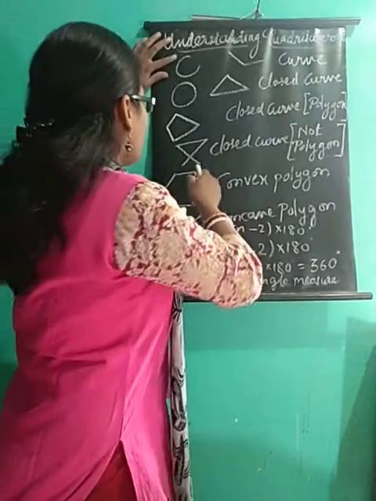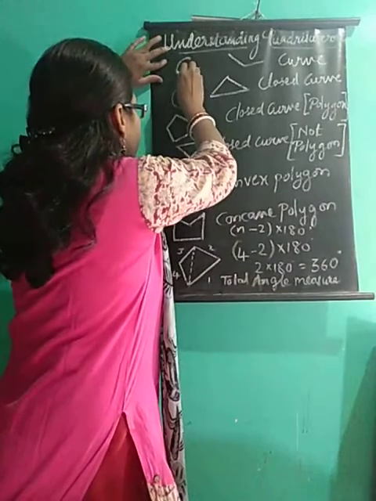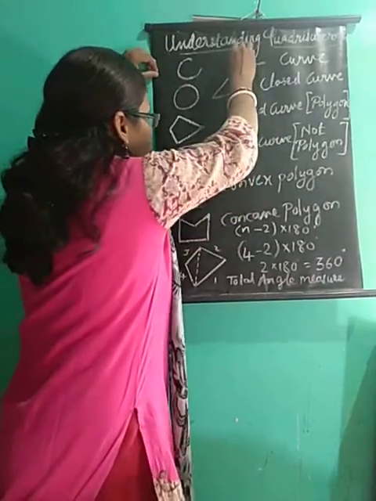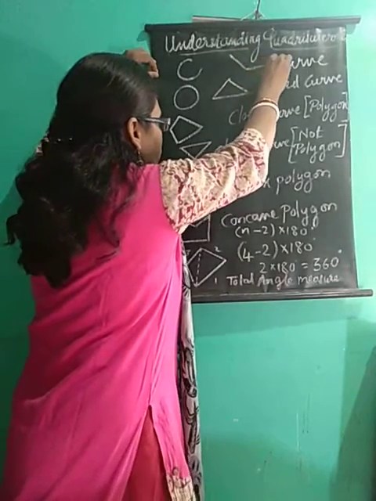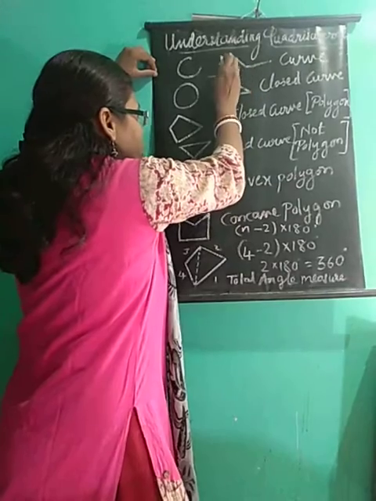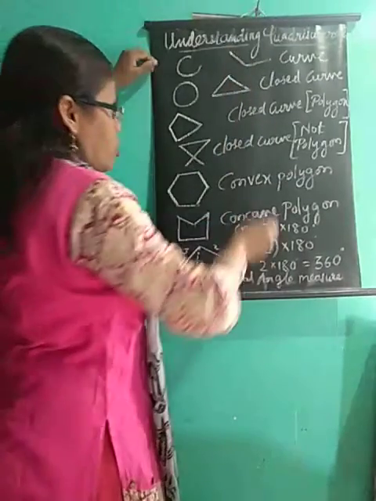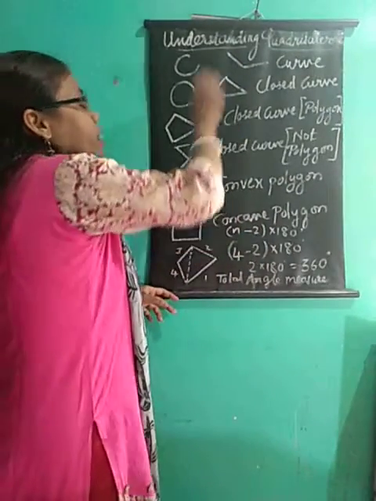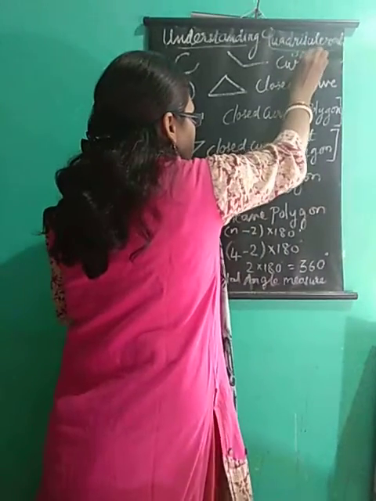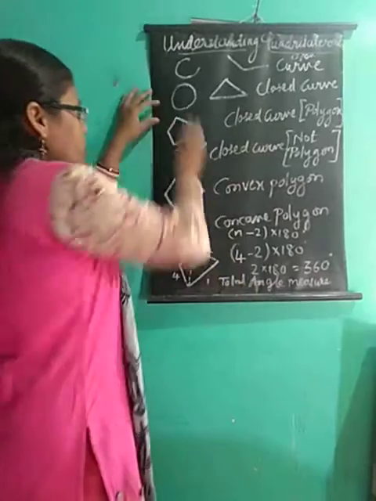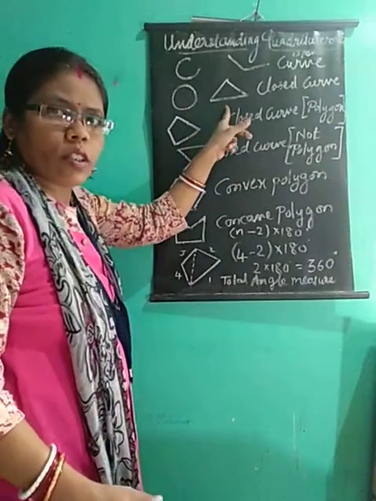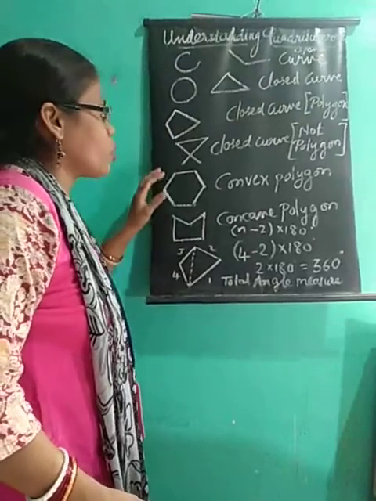Now, this is a curve which I have shown here. This is a curve. This is also a curve. It is continuously going because it is not in a straight path, so its direction is changing as it is a curve, but it is open, so it is called an open curve. Now this circle is your closed curve. This is also a closed figure, so it is also coming under closed curve.